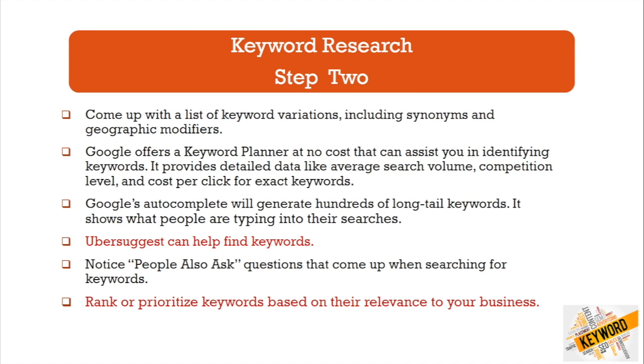Here's step 2 in keyword research. Come up with a list of keyword variations, including synonyms and geographic modifiers. Google offers a keyword planner at no cost that can assist you in identifying keywords. It provides detailed data like average search volume, competition level, cost per click for exact keywords. Google's autocomplete will generate hundreds of long-tail keywords. It shows what people are typing into their searches.